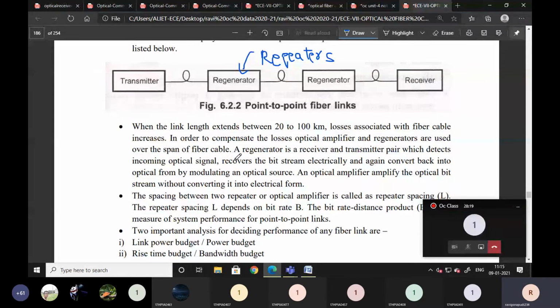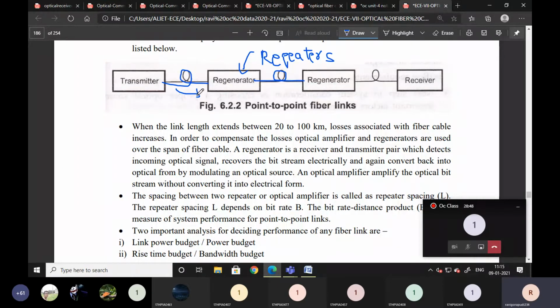A repeater is used to regenerate or increase the strength of the signal. For example, here we are going to transmit one signal, that is a light signal, via optical cable. This indicates the cable, optical cable. This is another like this. So in between transmitter and receiver, we are using optical cable. In between the cable, we are going to use regenerators, which may also be called repeaters.